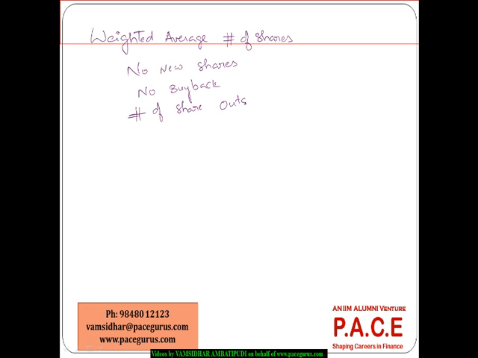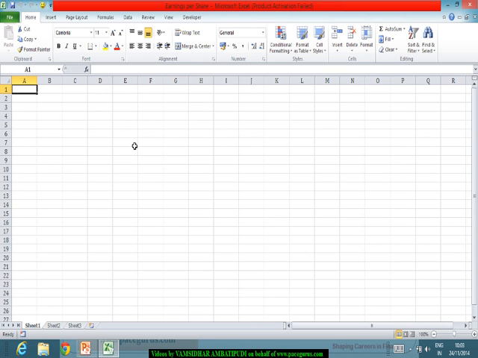Now, the first important thing is computation of the weighted average number of shares, right? The denominator, let's try to compute. If everything is fine, no new shares are issued during the year, and no buybacks happen during the year, then computation of the weighted average number of shares outstanding is straightforward. It's just the number. But if some of these things have happened, that is where the differences in the computation come out. So let me take a small example, right?